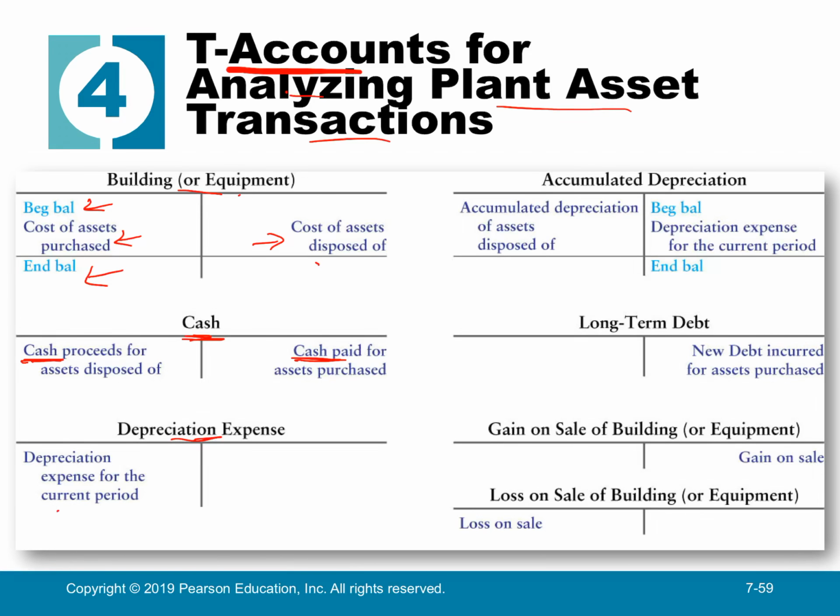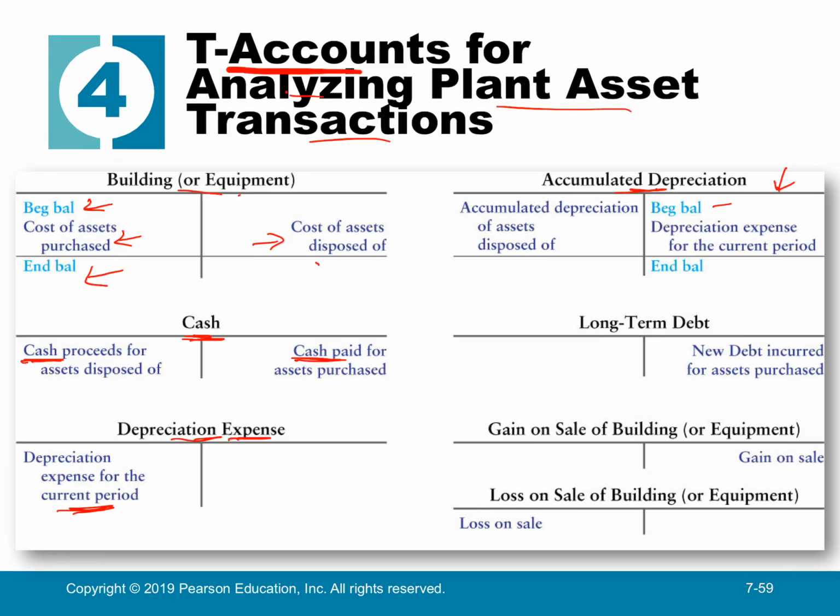Depreciation expense, well, for the current period, you need to calculate depreciation expense. That's a debit. It's an expense account, just like rent expense. Accumulated depreciation is a contra asset account. Even though it's an asset account, it's a contra asset account, so we're working on the credit side.